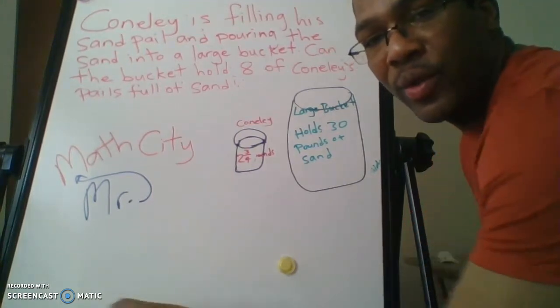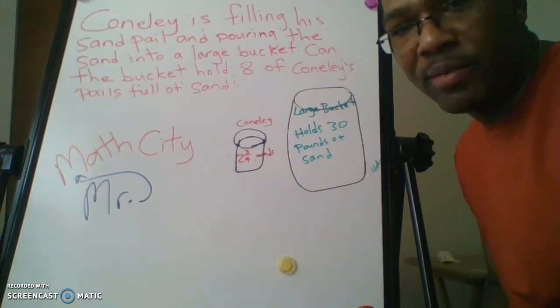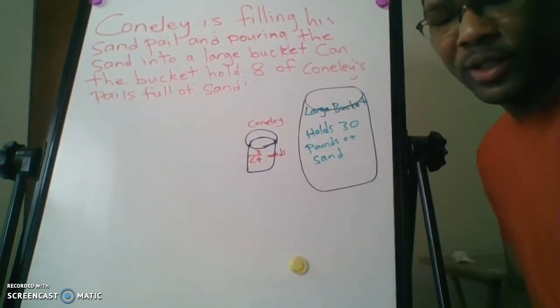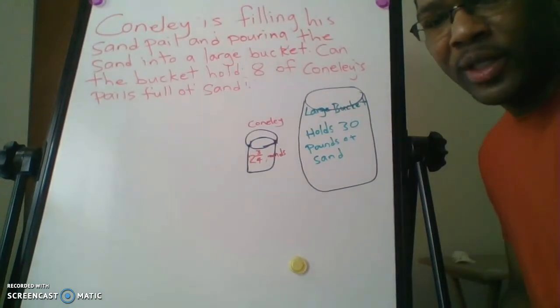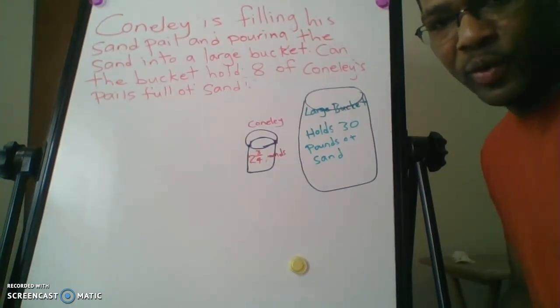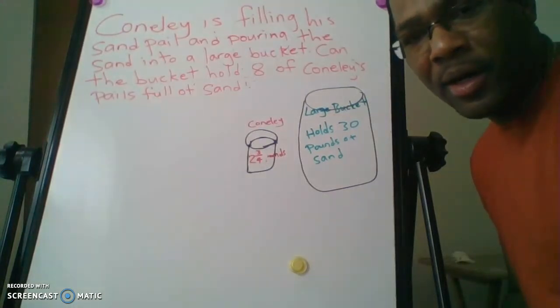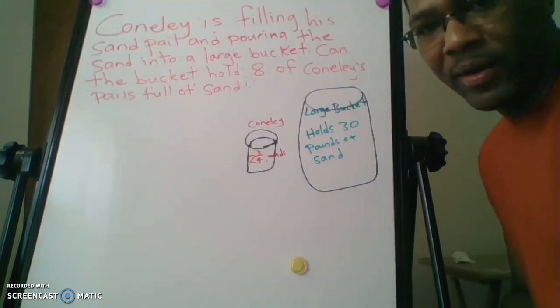So today we are going to learn how to multiply a whole number and a mixed number. I will show you two ways to do this. One, by using the area model, and two, by changing the mixed number into an improper fraction and multiplying.